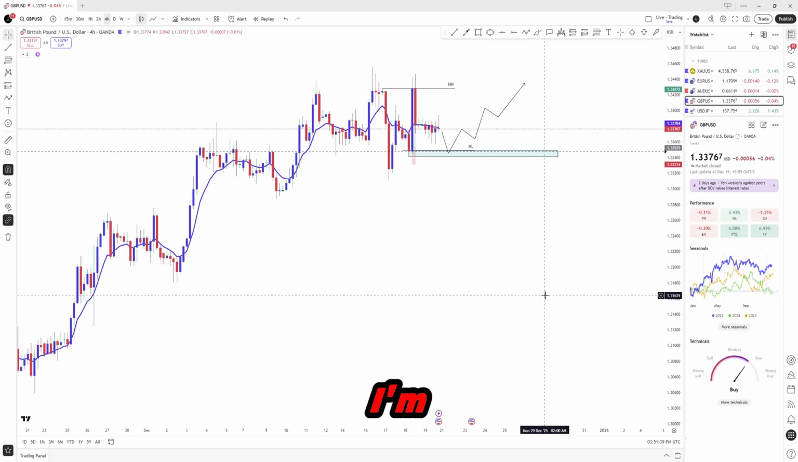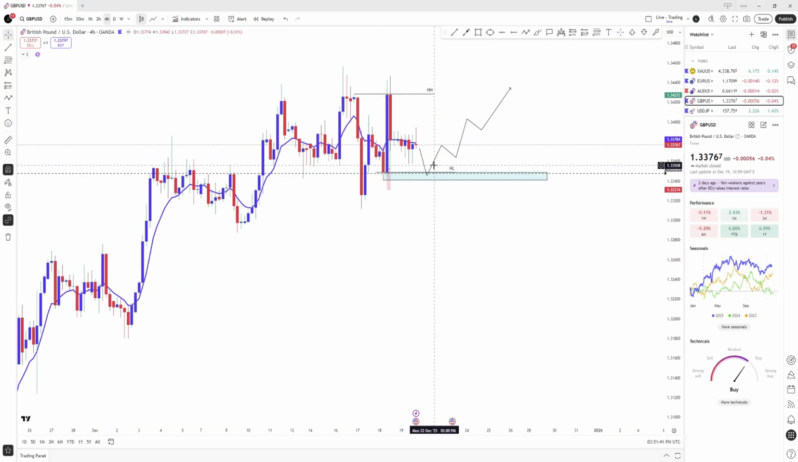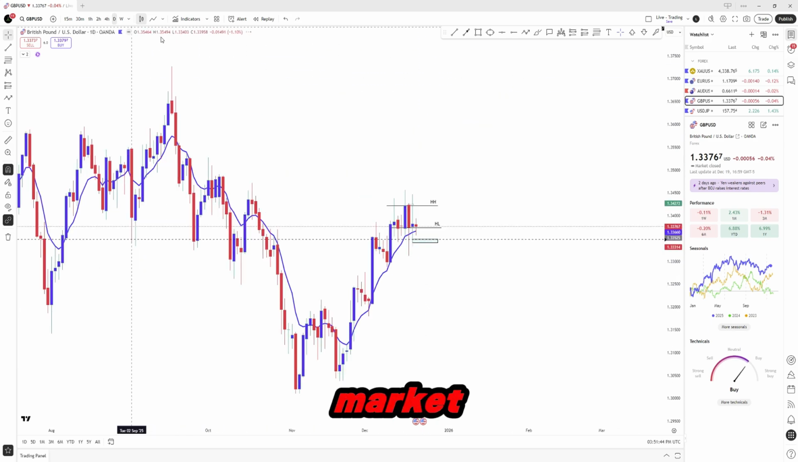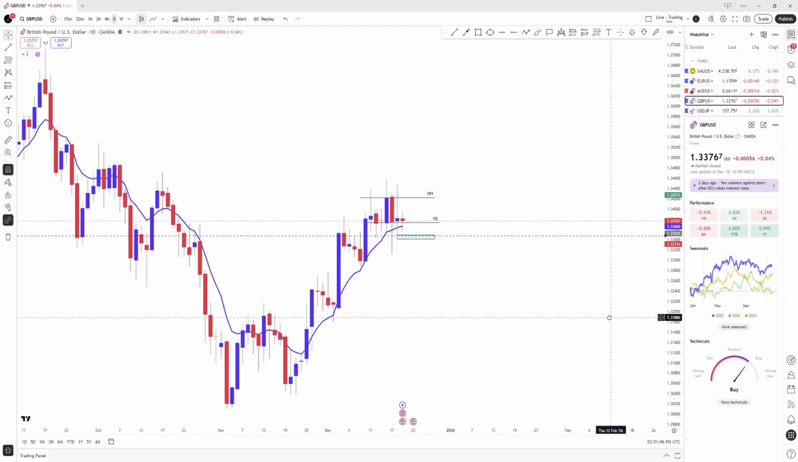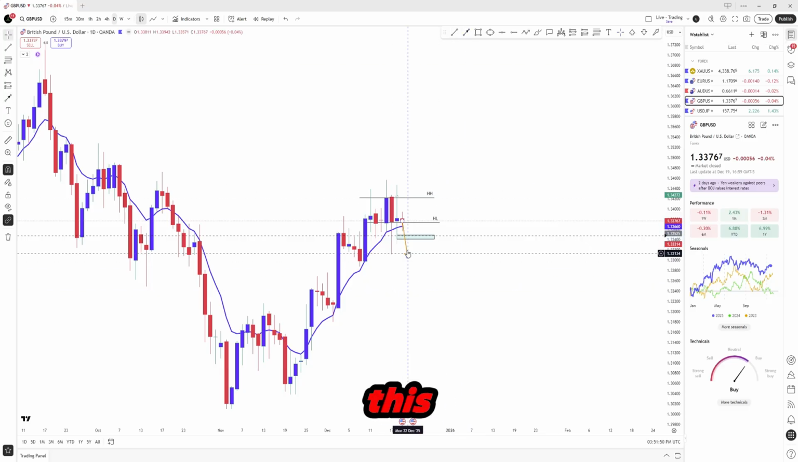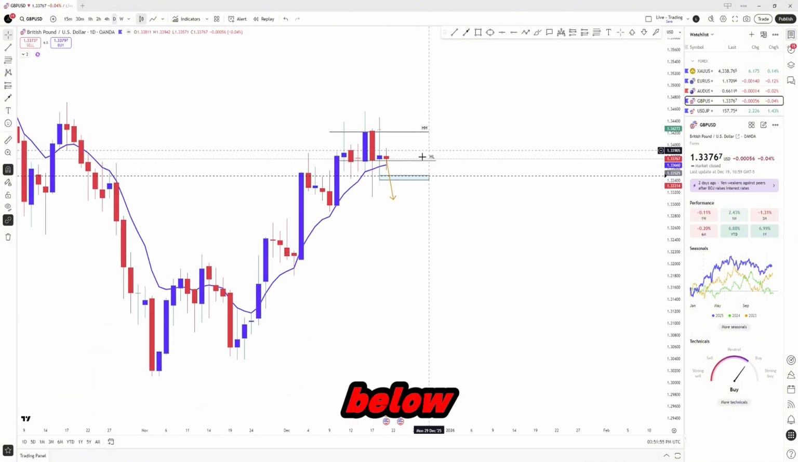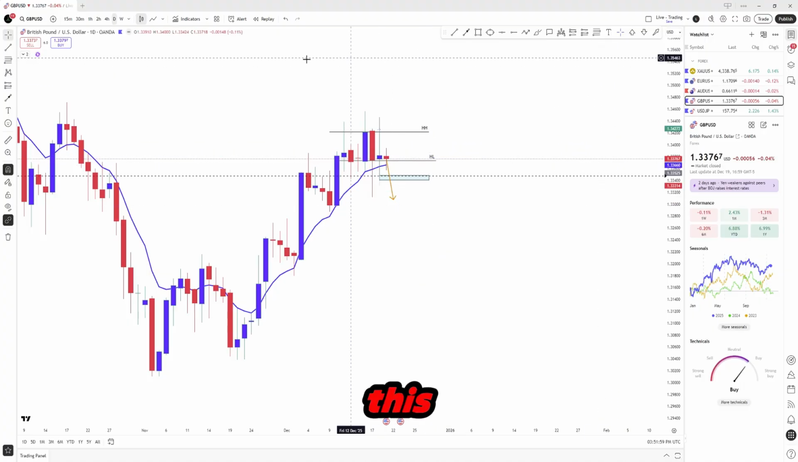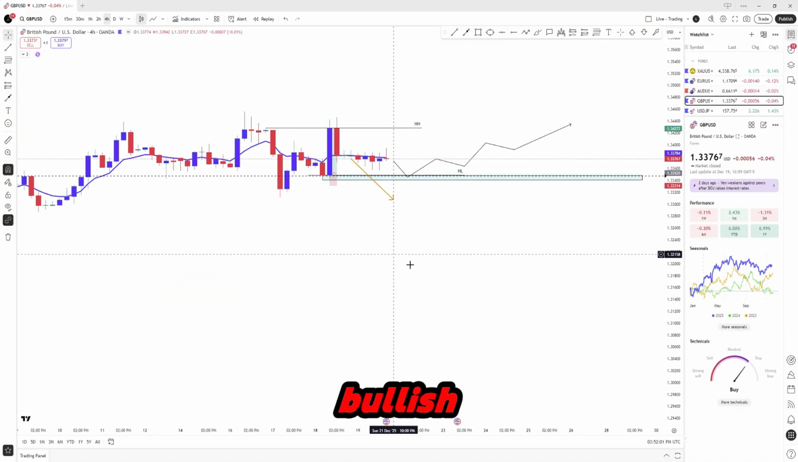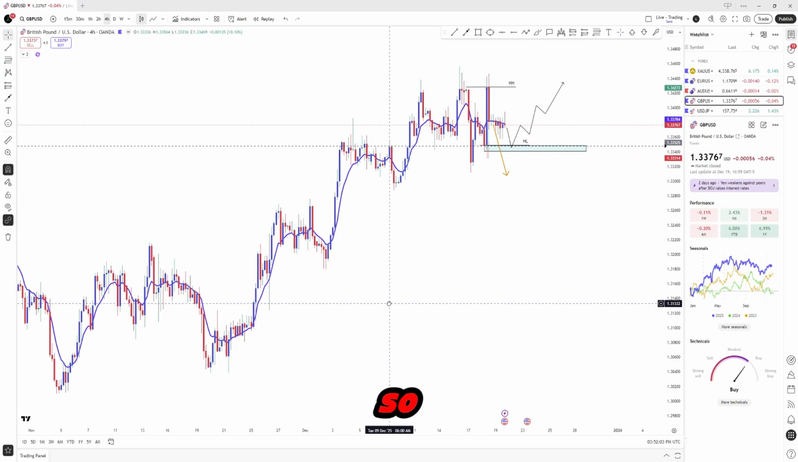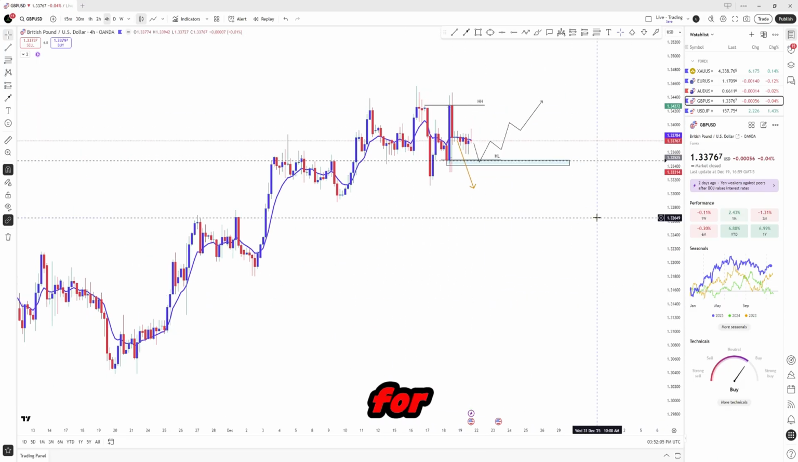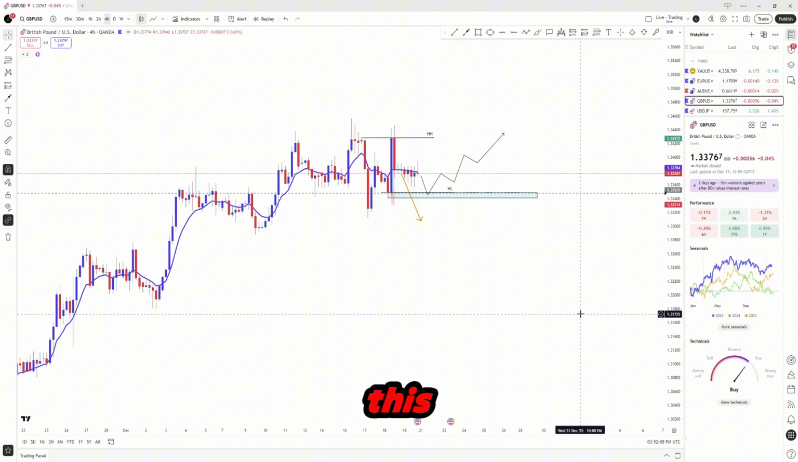So right now, this is what I'm looking for the market to do. The only way this market shifts from bullish to bearish is if we have a daily close below this higher low. So right now for GBP/USD, this is what I will be looking for.